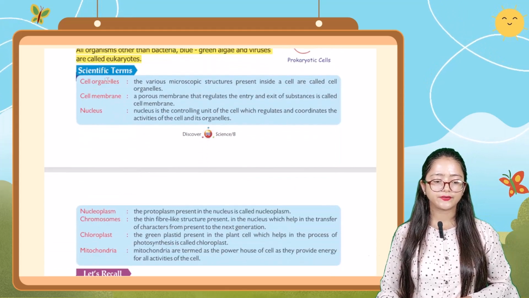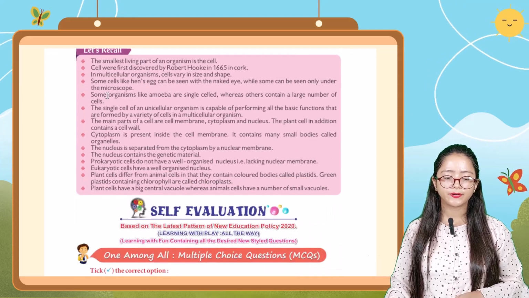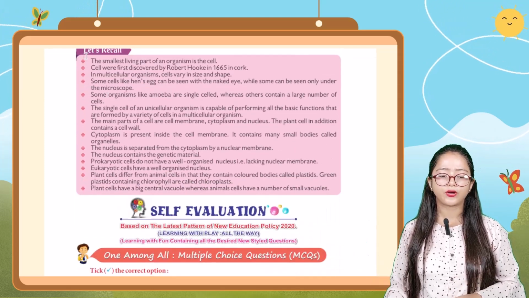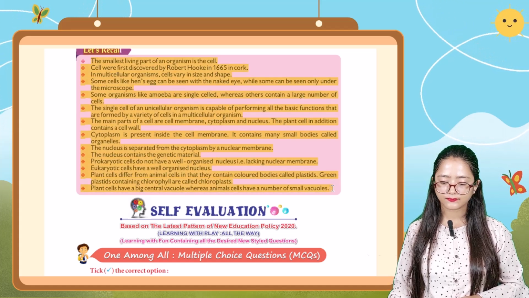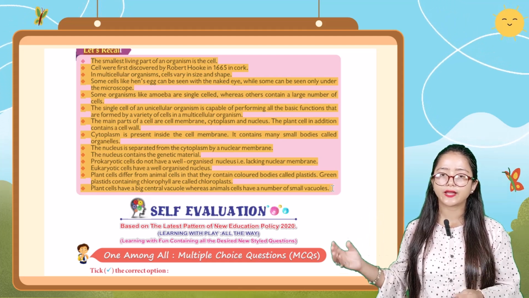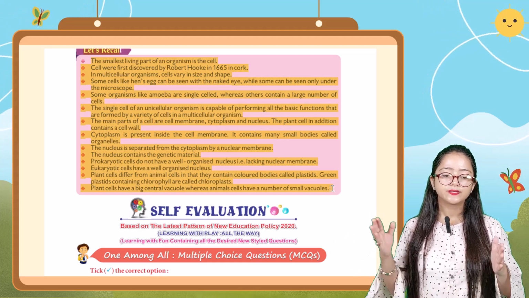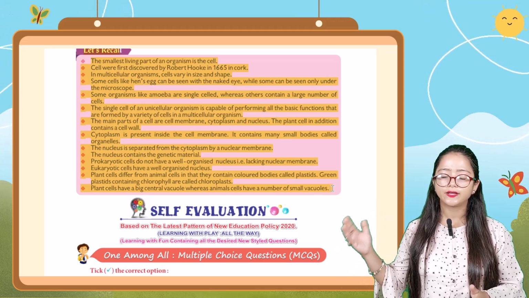Now there is a scientific term section, and these scientific terms you have to read on your own. Now as we have completed this chapter, let's recall some points. So the first point is the smallest living part of an organism is the cell. Next one, cells were first discovered by Robert Hooke in 1665 in cork.